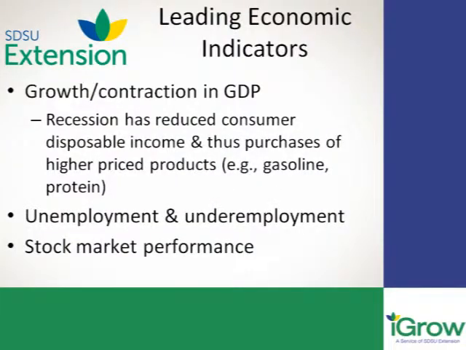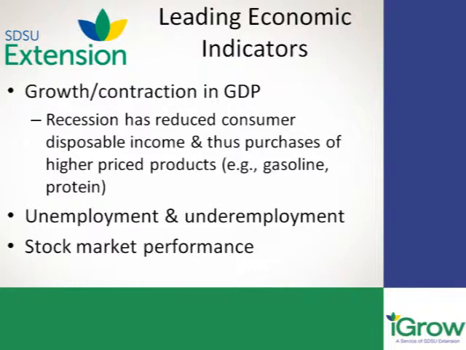One of the other outside market influences that we see discussed more and more are a variety of leading economic indicators and the impact that they have on futures markets. Essentially, things that measure growth in the economy are what I'm talking about here. Oftentimes we, as economists, measure growth or contraction in the economy in terms of the gross domestic product. For example, we've heard a lot about recession in the last few years. The reason recession is relevant to talk about in terms of commodity prices is that it reduces consumer disposable income and thus their purchases of relatively higher priced products. That might be gasoline, but in the case of agriculture that we're so interested in, it might be protein.